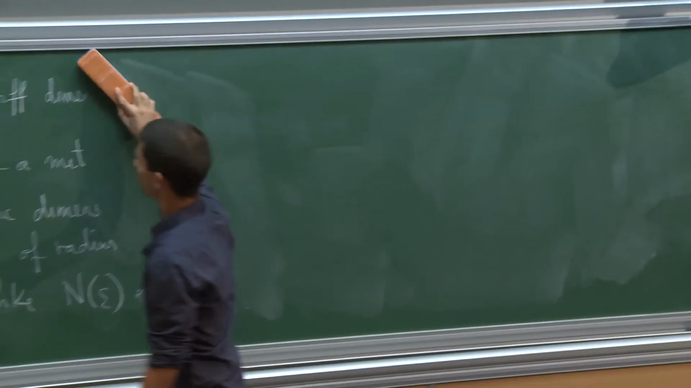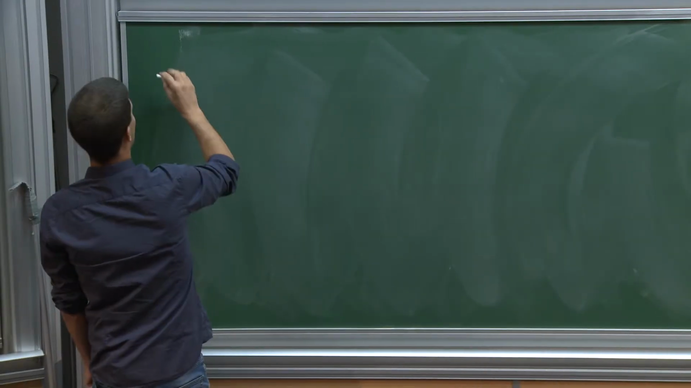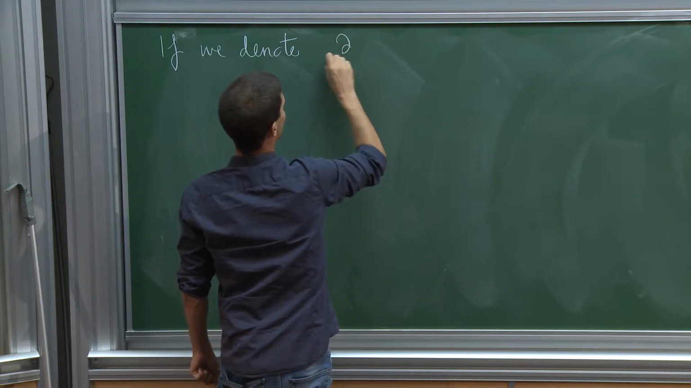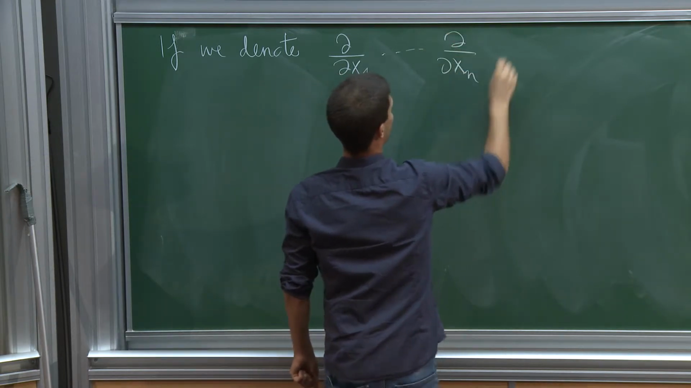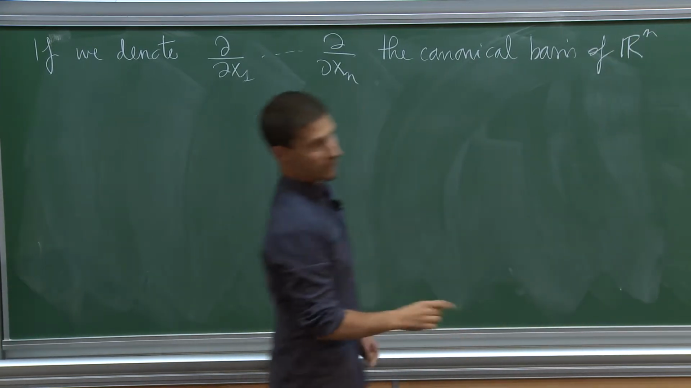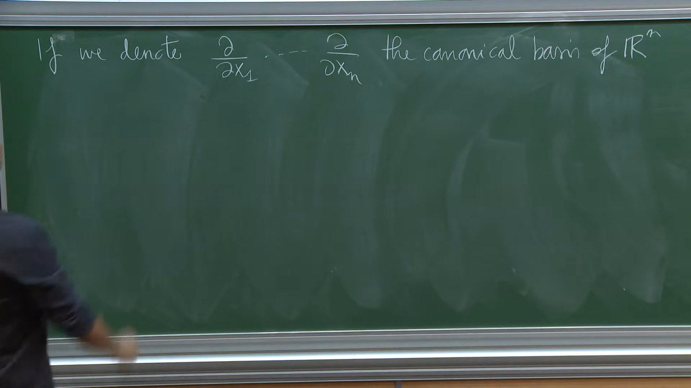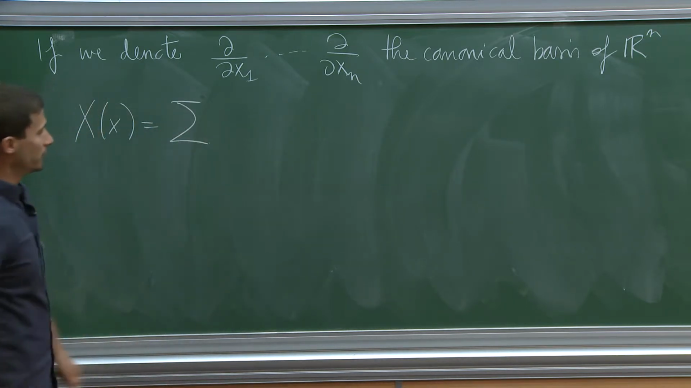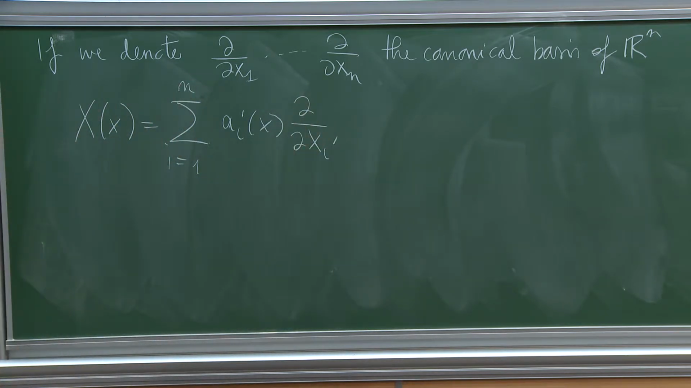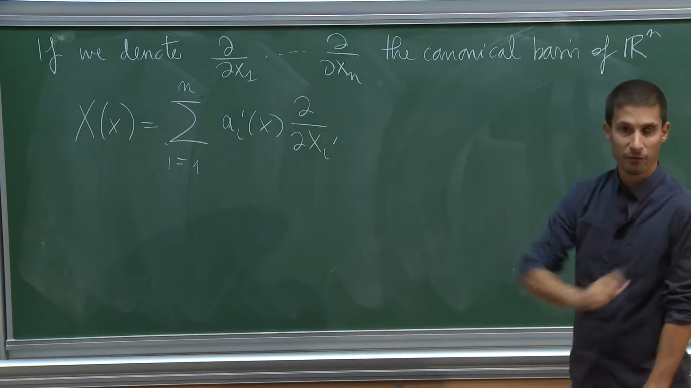But for the vector field, we have used also the notation. If you remember, at some point I have introduced, if we denote, let's say, by like this, the canonical basis of Rn, I used this partial derivative as a notation for the basis. Then my vector field can be written also in this way. Indeed, this is a notation, but it's not only a notation, because the vector field can differentiate functions.